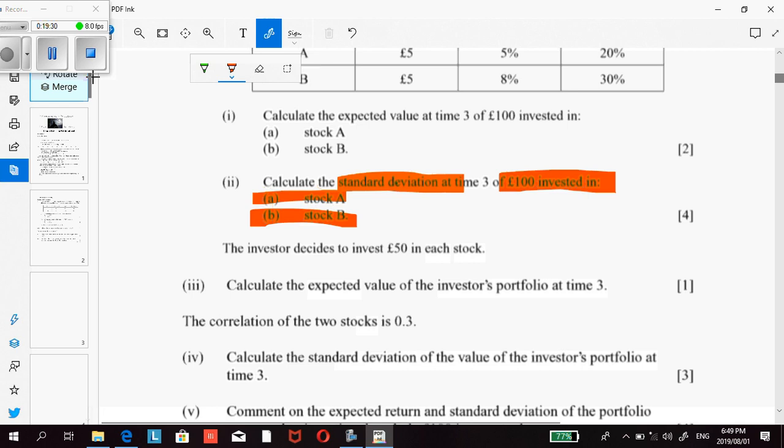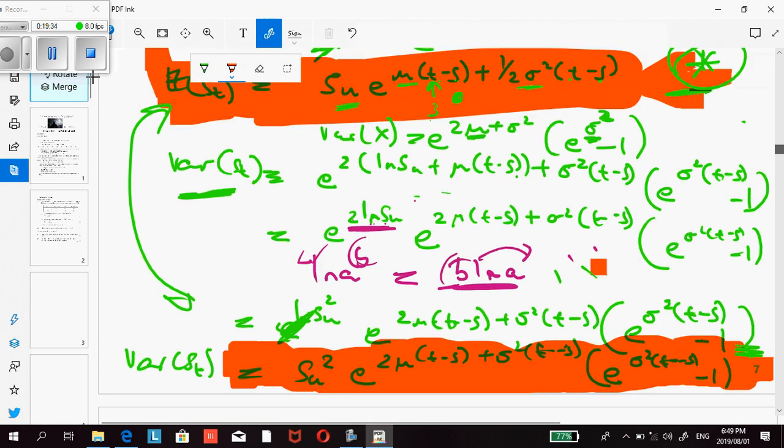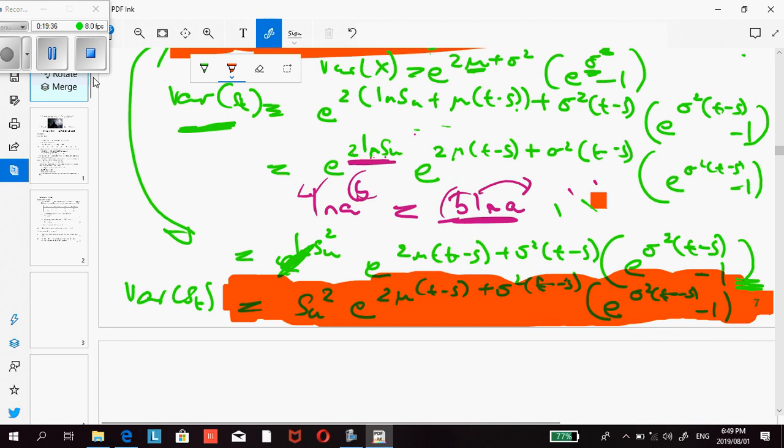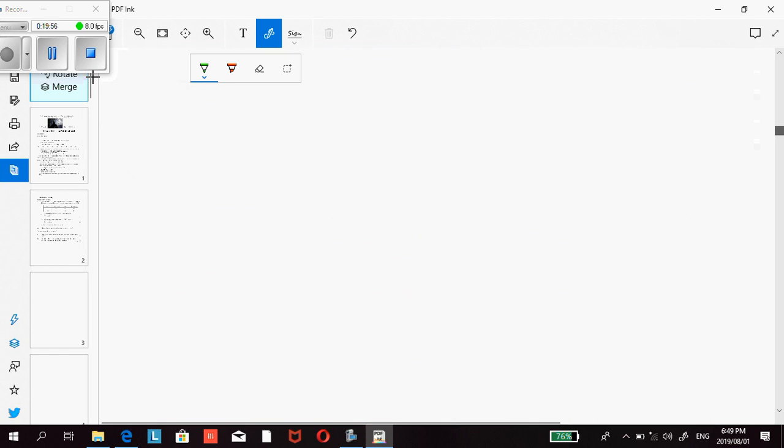Now this is a log normal model. I'm going to use this equation here for the standard deviation. Remember the one I derived earlier. I'm going to call this equation lambda. So I'll quickly jot equation lambda down and I'm going to discuss the substitution with you.